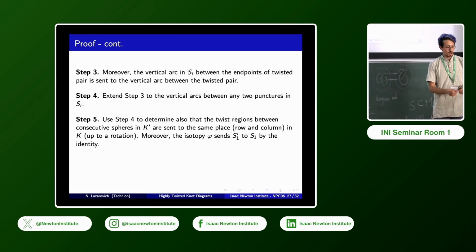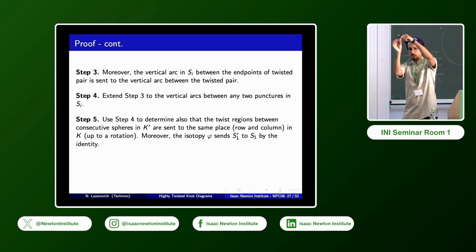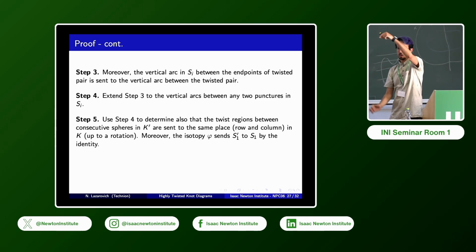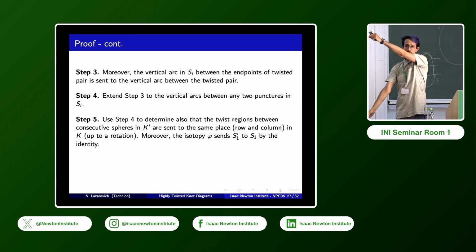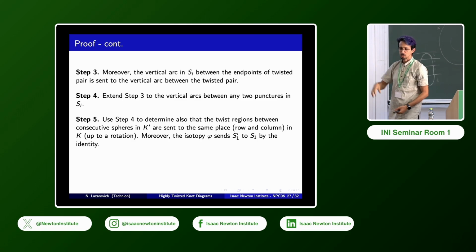Okay, and now what do you have? You have a whole bunch of vertical arcs that are mapped to vertical arcs. This tells you that they're either mapped exactly the same or maybe reversed. Okay, so this gives us another symmetry.